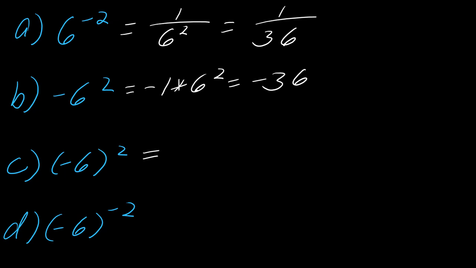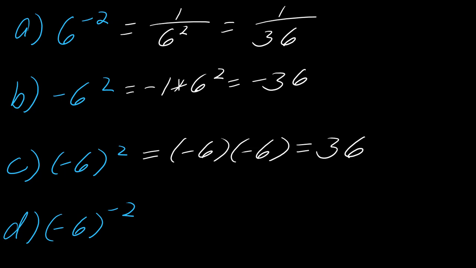Okay, so now what about C? Now I have negative 6 surrounded by parentheses. So now I can't break the negative apart because the parentheses come together. With this little tweak, putting parentheses around the negative 6, now I view this as negative 6 times negative 6. Negative 6 times negative 6 becomes positive 36.